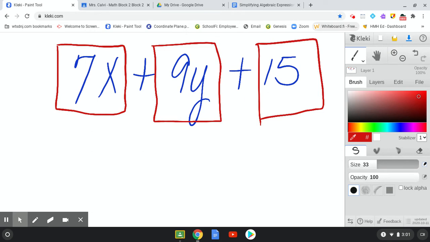A term can be either a number, it could be a variable, or it could be a product of numbers and variables. Okay, so if you notice, we have three terms here, and they are separated by operational symbols. So it's pretty simple. You just look to see what is in between your operational symbols, and you count how many terms you have. Now, we also have what we call coefficients.